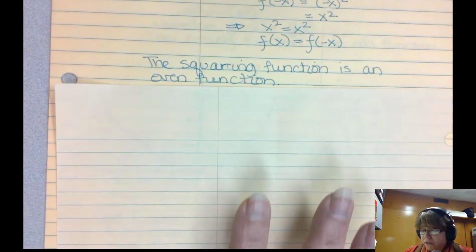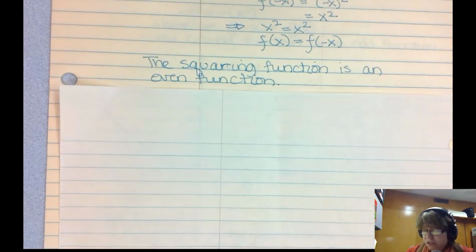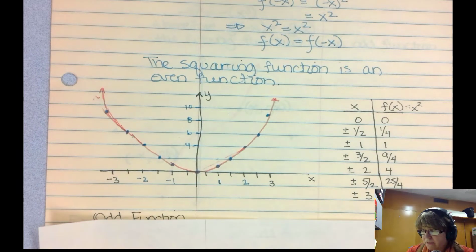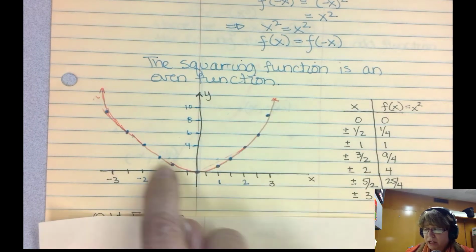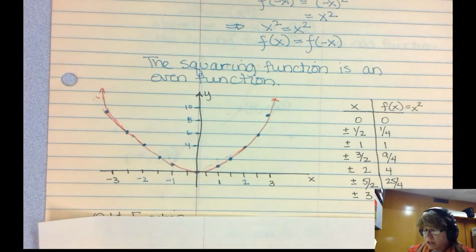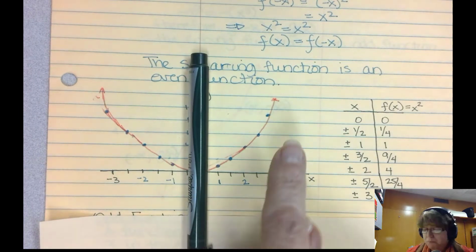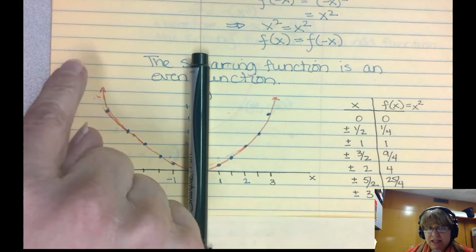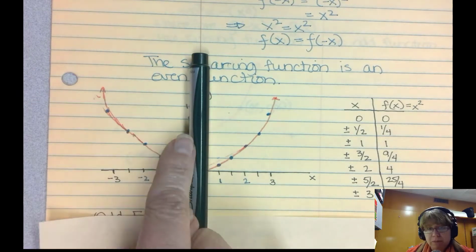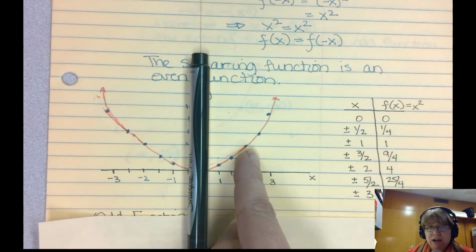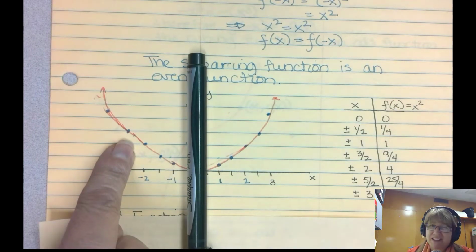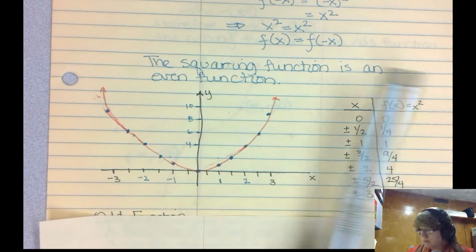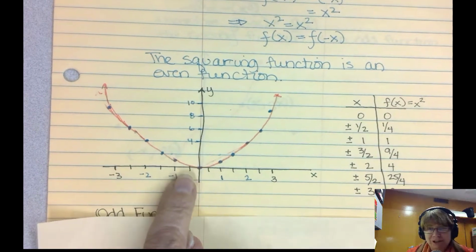Now, to be an odd function, let me show you the picture first. So here is a typical squaring function. And you can see that it's symmetric around the y. It looks like a mirror image on each side. So the squaring function looks like this. And if I was to fold that paper in half, this side of the graph would lay right on top of that graph if I could graph really straight. Should have let my calculator do that, right?